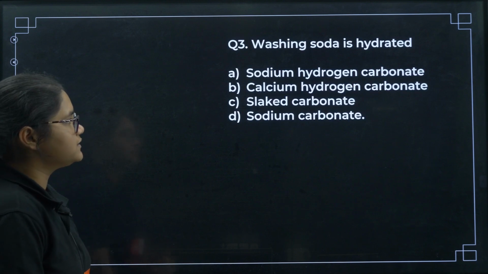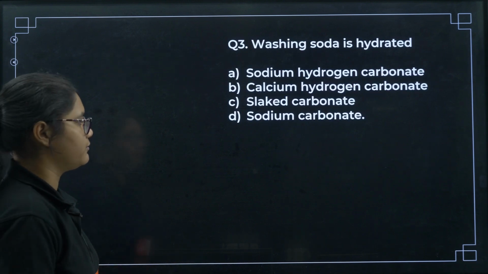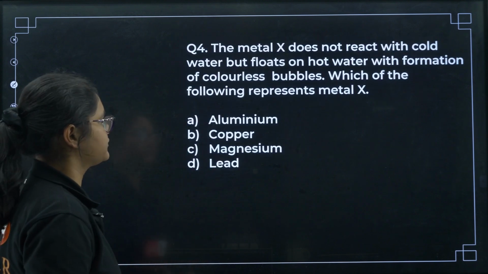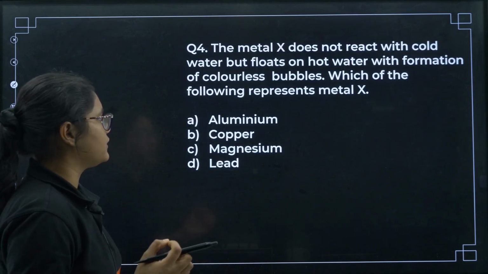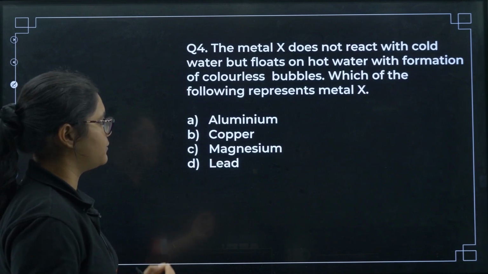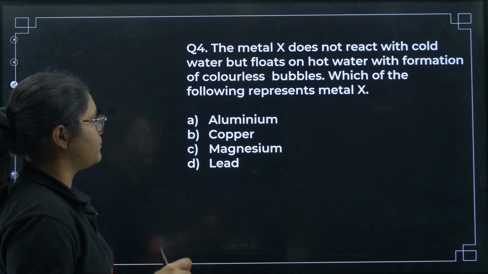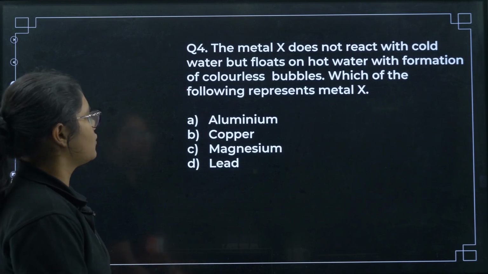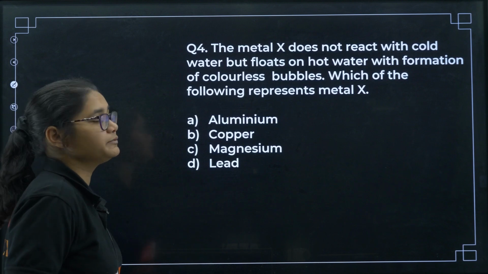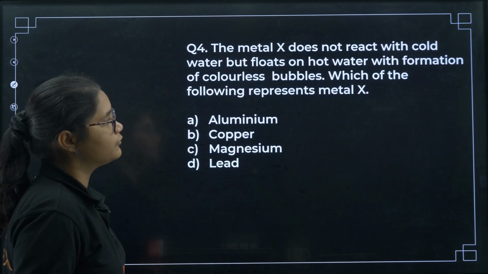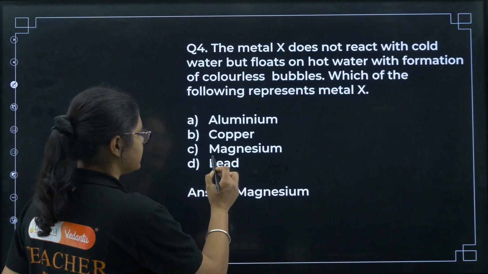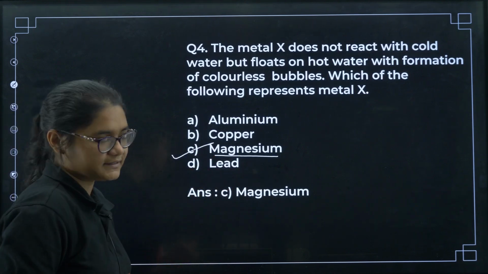Next, question number 3. Washing soda is hydrated. If you remember, it is sodium carbonate. Option number D, a direct question based on the formula. Next, the metal X does not react with cold water but floats on hot water with formation of colorless bubbles. Which of the following represents metal X? If you remember, it doesn't react with cold water but reacts with hot water, and it also floats. That means it produces hydrogen gas when it reacts. That is for magnesium, we know, option number C here.